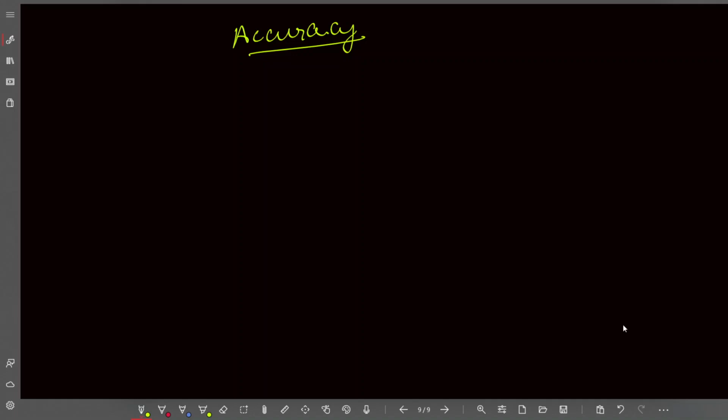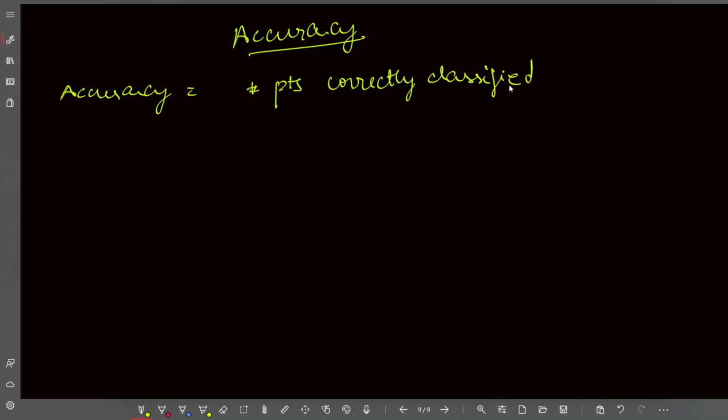There are a lot of performance metrics, and the most common one of them all is called accuracy. So how is accuracy defined? It's very simple. Accuracy is just the number of points correctly classified upon the total number of points. Okay, that is accuracy for you.